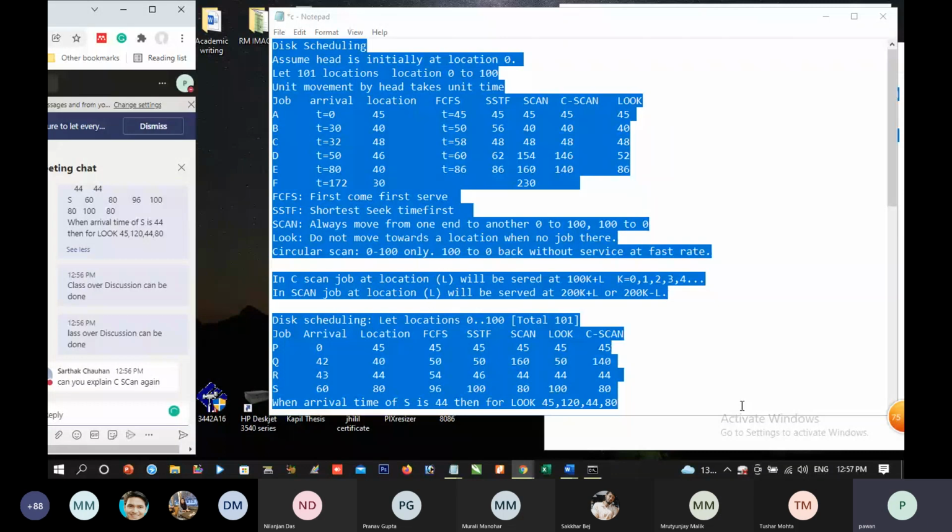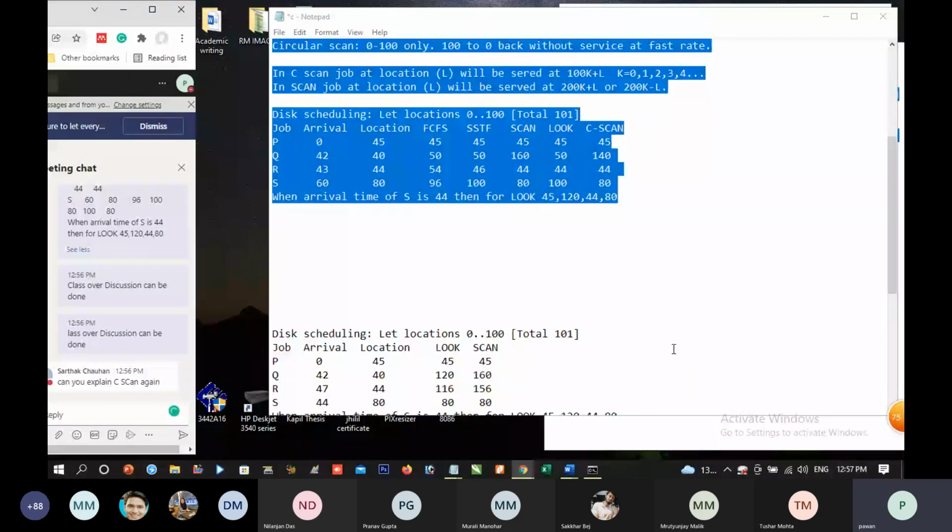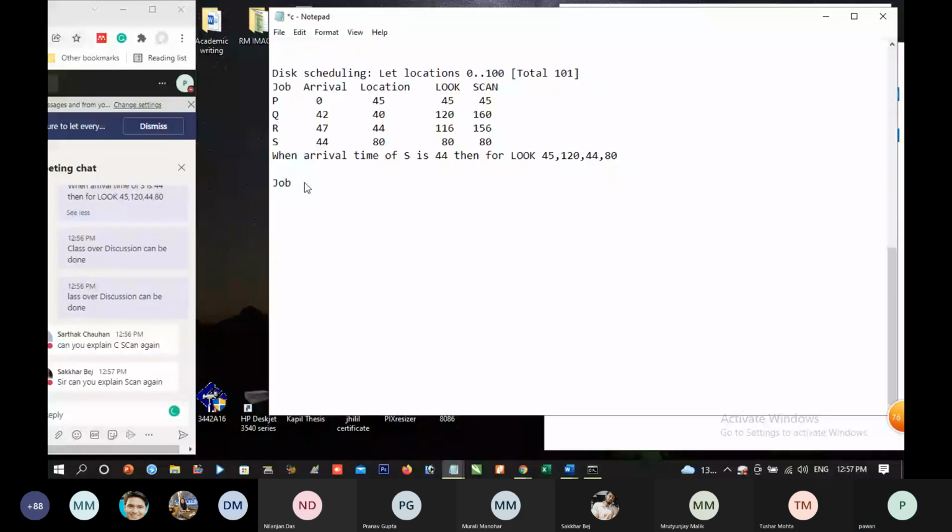Okay. Let me explain to you. Look once more here. Job and arrival. Arrival time is given and location is given. I will explain Sekhar and Sarthak. I will explain circular again once more. Or rather, I am explaining scan also. And I am explaining look also. Both the things I am explaining side by side.